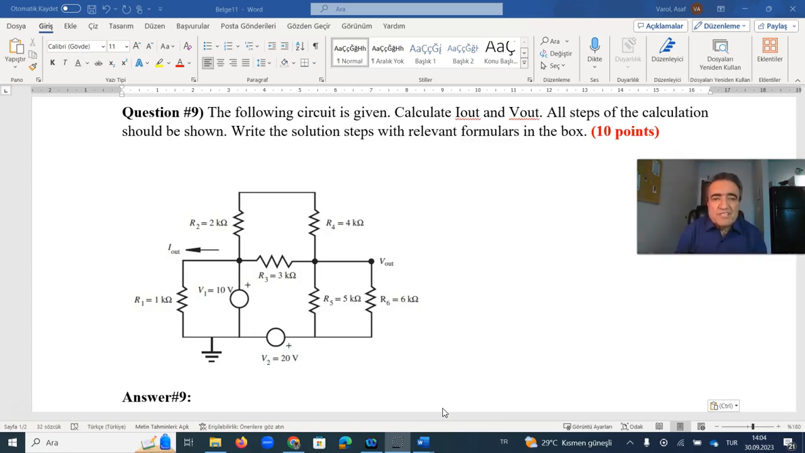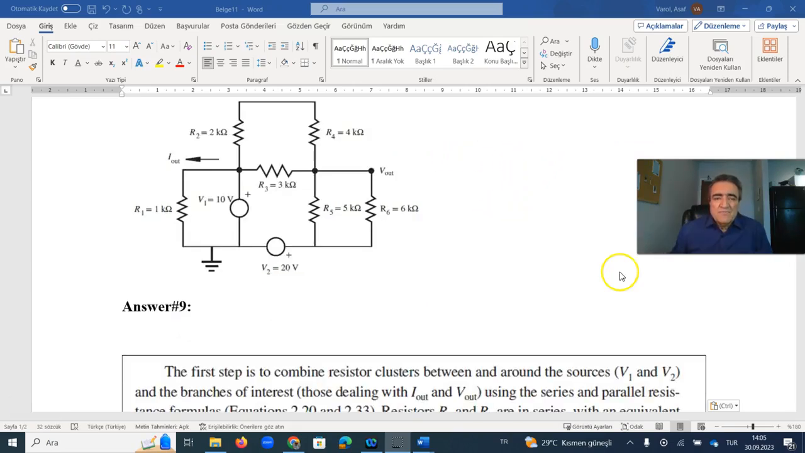The following circuit is given. Calculate I out, current out here, and V out, voltage out here. All steps of the calculation should be shown. Write the solution steps with relevant formulas in the box.